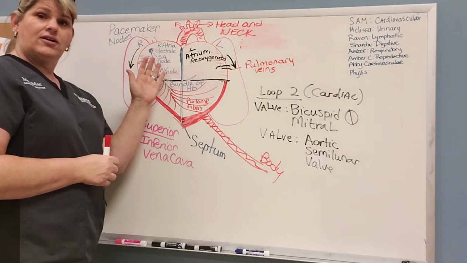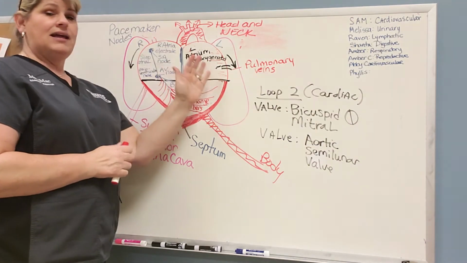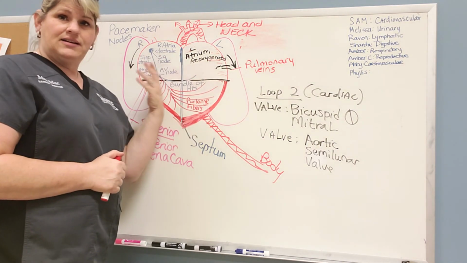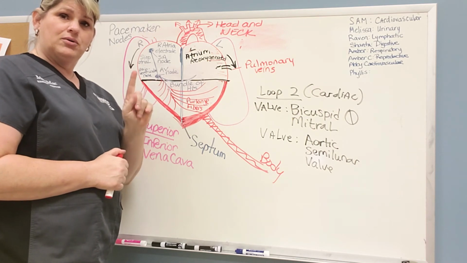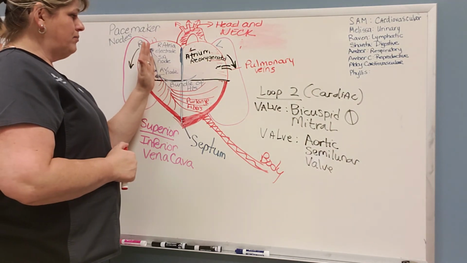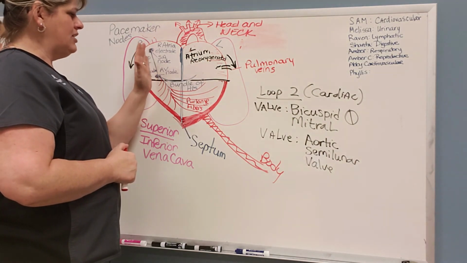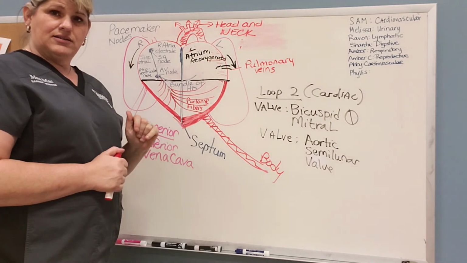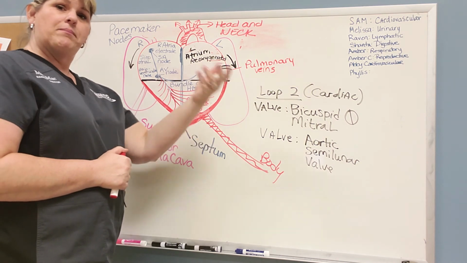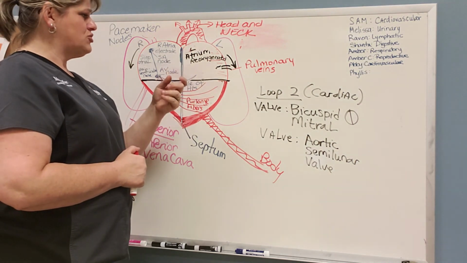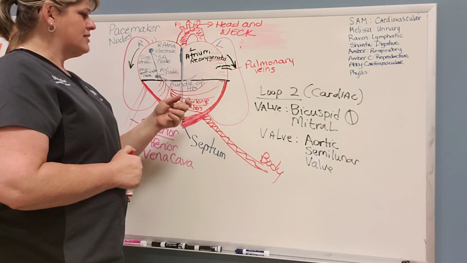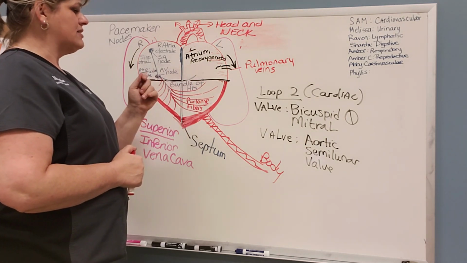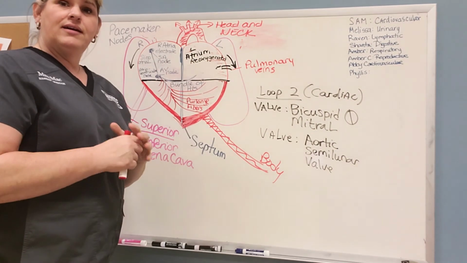So right side of the heart, deoxygenated blood. Left side of the heart, oxygenated blood. And they never cross, ever. Loop 1, pulmonary loop. Blood comes in through the right atria, down to the right ventricle, through the tricuspid, out to the lungs. That's it. Loop 2, back from the lungs, left atria, go through the mitral bicuspid valve to the left ventricle, past the aortic semilunar valve, up to the aorta, out to the body.